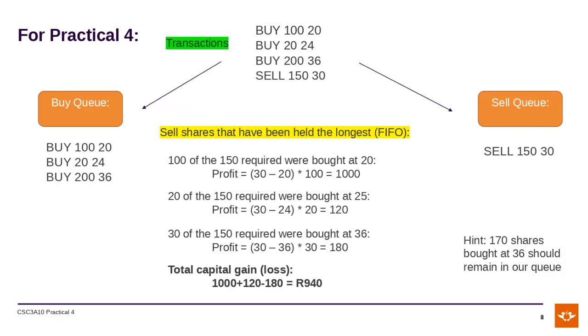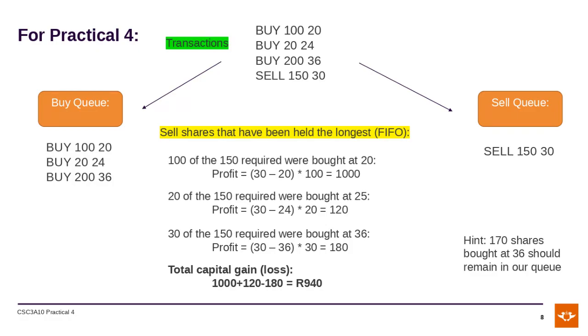Because we've bought 3 sets of shares at different prices to create this 150 that we're selling, we're going to have to calculate our profit or loss in 3 different calculations. The first 100 were bought for 20 and sold for 30. So the profit is the selling price minus the buying price, multiplied by the number of shares. That's that first calculation. 100 of those 150 were bought for 20 Rand, so we're making a profit of 10 Rand per share, 30 minus 20. We multiply that by 100 to get 1,000 Rand profit. That's for 100 of that 150 that we're selling.